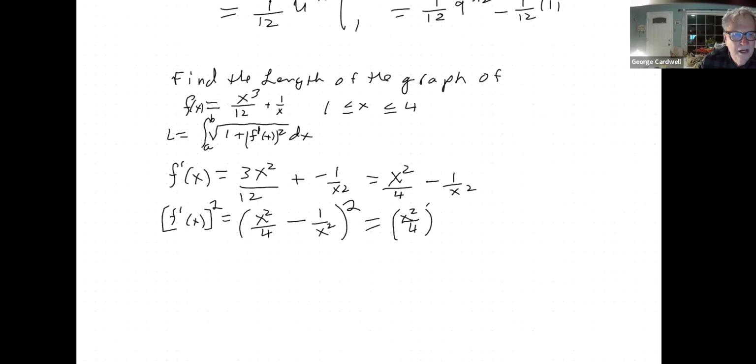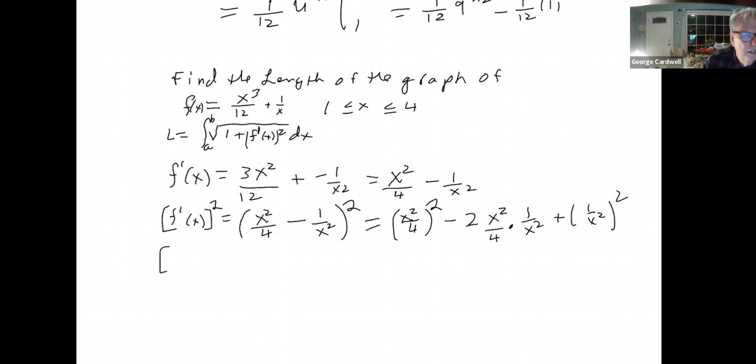Right. And it's minus 2 times the first term times the second term. And then you add to that the square of the second term, and then you do some cleanup. Okay.